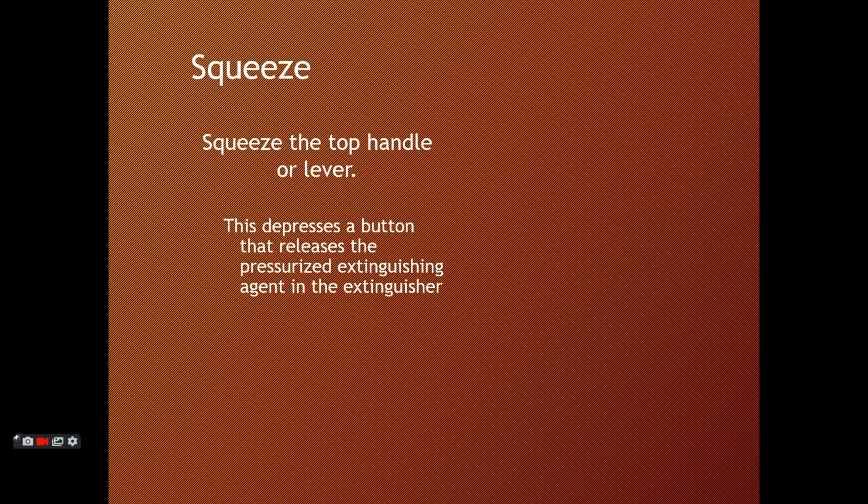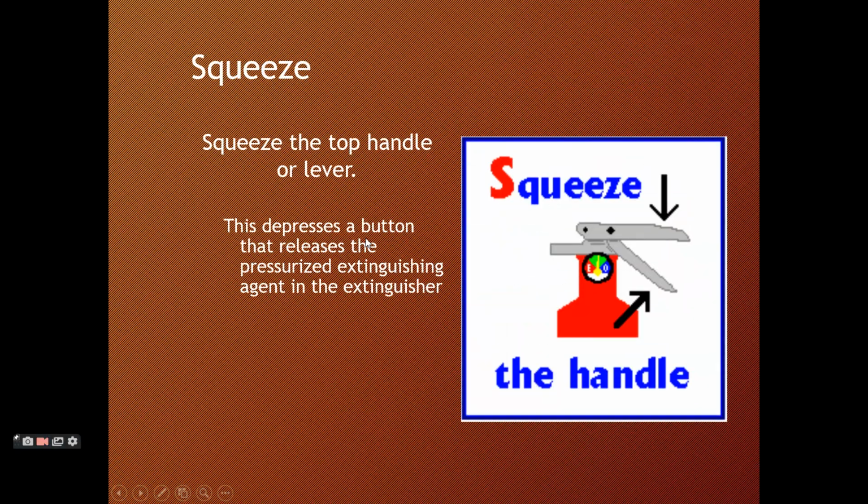After that, squeeze the top handle or lever. This depresses a button that releases the pressurized extinguishing agent in the extinguisher. So what you have to do after that is squeeze. What do you have to squeeze? You have to squeeze these two handles. Whenever you squeeze these two handles, it will release the pressurized extinguishing agent inside the extinguisher.